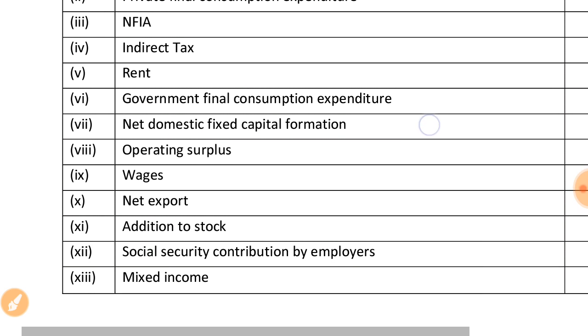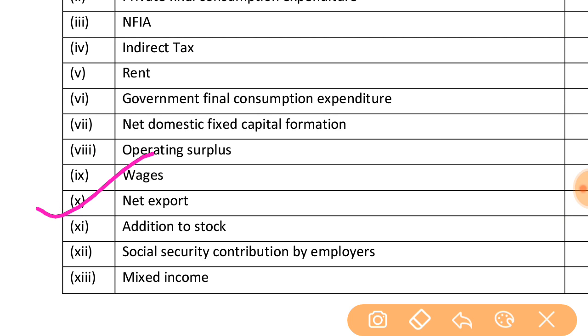So next is given net export. Net export means what? It is the difference between exports and imports. Next, addition to stock. Addition to stock means what? Whatever stock already exists, when new material is added again, it is known as the addition to the stocks.